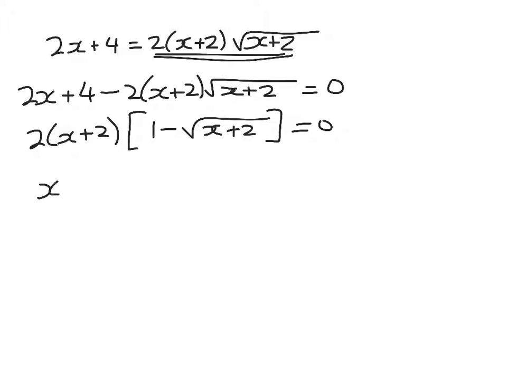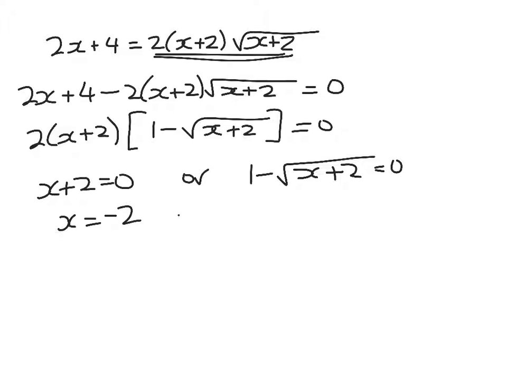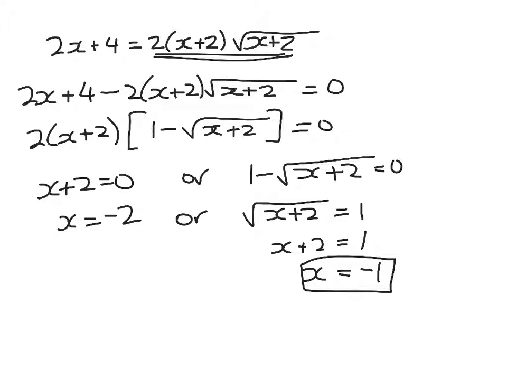So either x plus 2 equals 0 or 1 minus root (x plus 2) equals 0. This gives me two solutions. I get x equals negative 2 or root (x plus 2) is equal to 1. Squaring both sides here gives me x plus 2 is equal to 1 squared, which is 1. So x could be equal to negative 1. Right, on the last slide I'm going to verify that both of those are valid solutions.